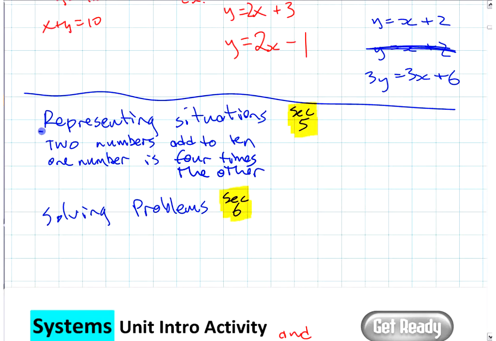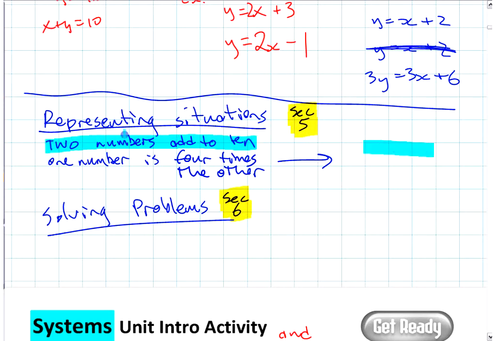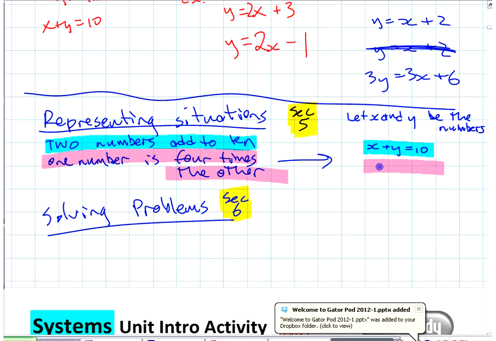This situation is just going to be represented with a system. There's two conditions here, right? 2 numbers add to 10. How did we write that before? X plus y is 10. We're going to be very good students and say things like let x and y be the numbers. Right? Use a let statement. But this is what you're going to get to in the second last section here. And then the other condition is one number is 4 times the other. How did we represent that before? One number is 4 times the other. Y equals 4x. This is a system.